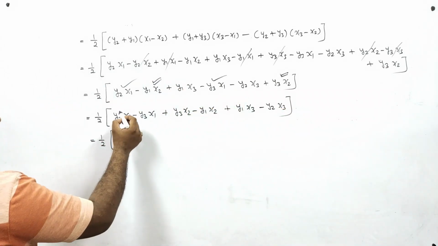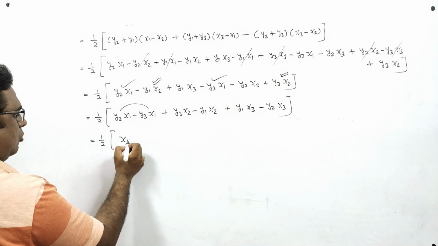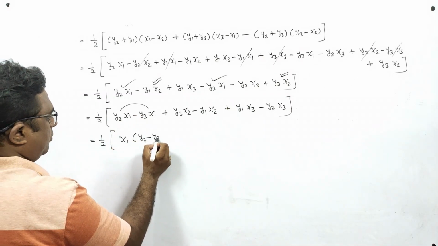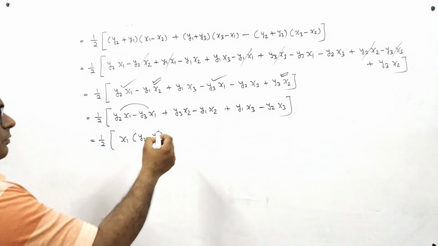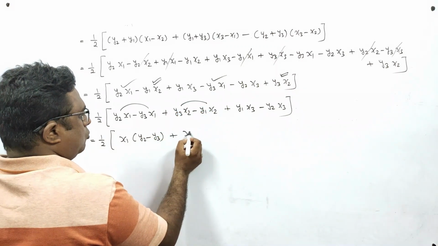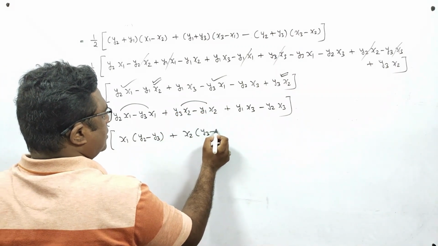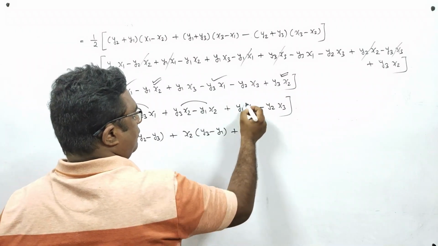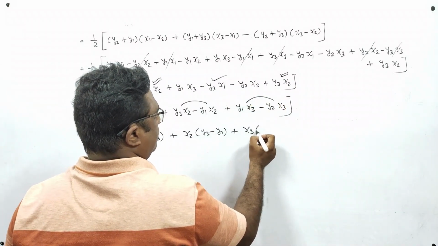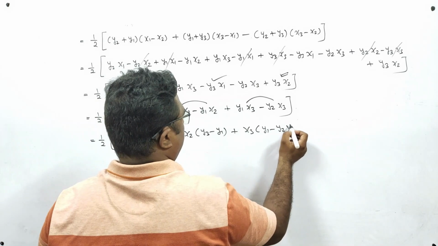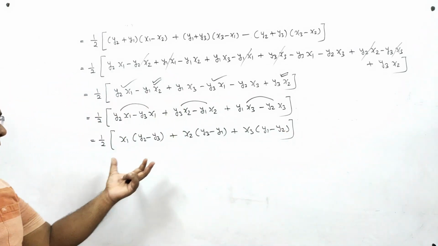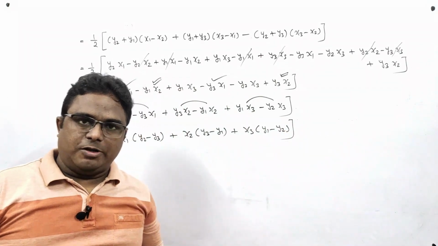Half, square bracket. In these two terms take x1 common. So in the bracket, y2 minus y3 will be left. From these two terms take x2 common. So y3 minus y1 will be left. And from these two terms take x3 common. So y1 minus y2 will be left. So we have obtained the area formula for the Cartesian plane.